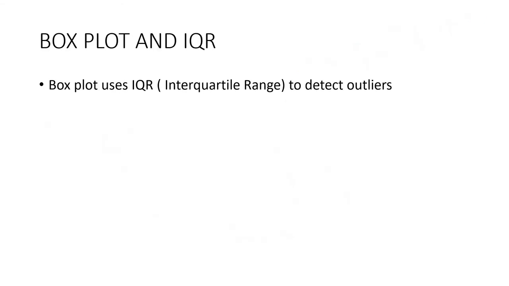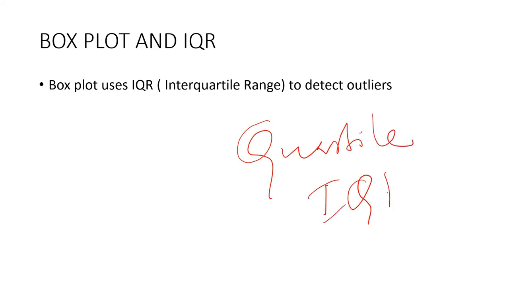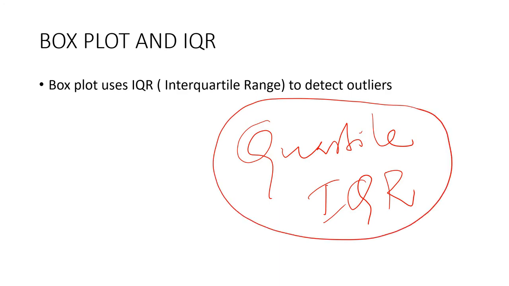For the box plot, we need the interquartile range. This is another term in statistics. We call it quartile, and interquartile range. This is the 6th video in the same playlist, and I have a video about quartile and interquartile range, which is the 5th video. You can watch it. Anyway, I will cover the important points here as well. So the box plot uses this interquartile range to detect outliers.